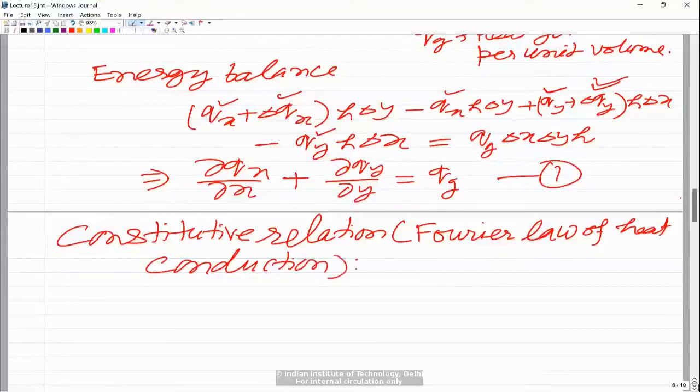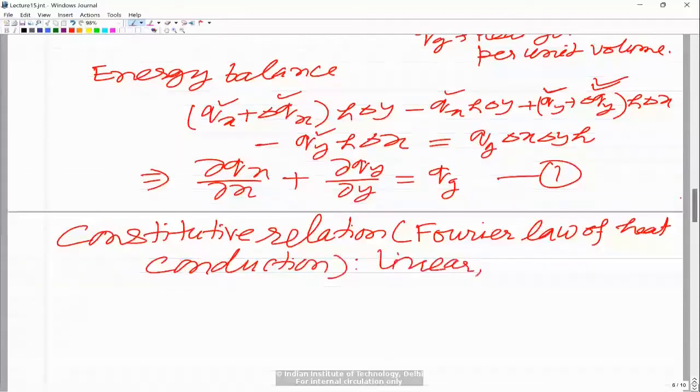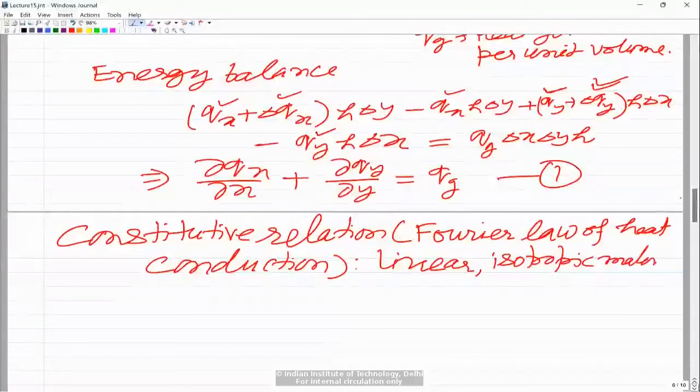In this I am going to assume that the material is linear. That means heat fluxes are linearly dependent on the temperature gradient, and the thermal conductivity is the same in all directions. So I am also assuming that it is isotropic. So the material is a linear isotropic material, and the thermal conductivity is the same in all directions. That is what we are assuming.